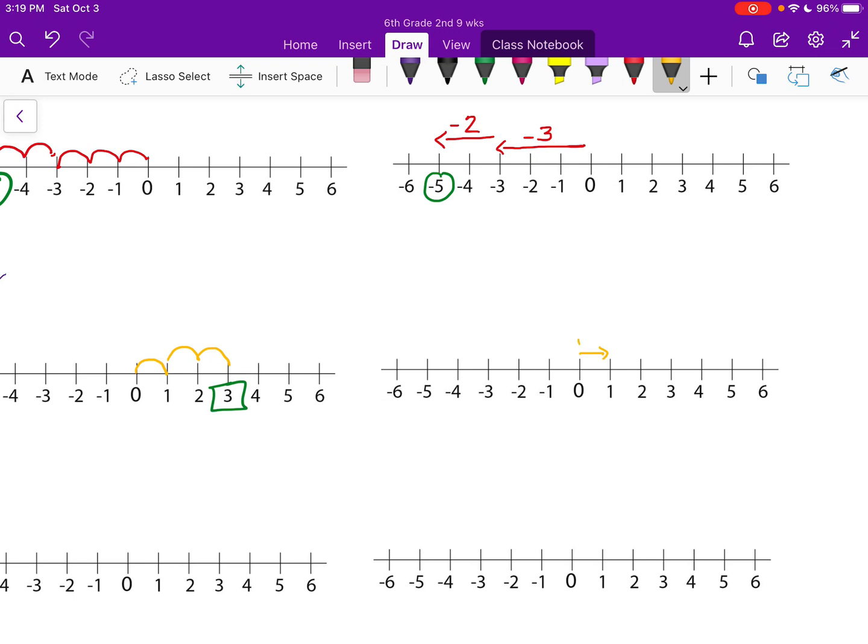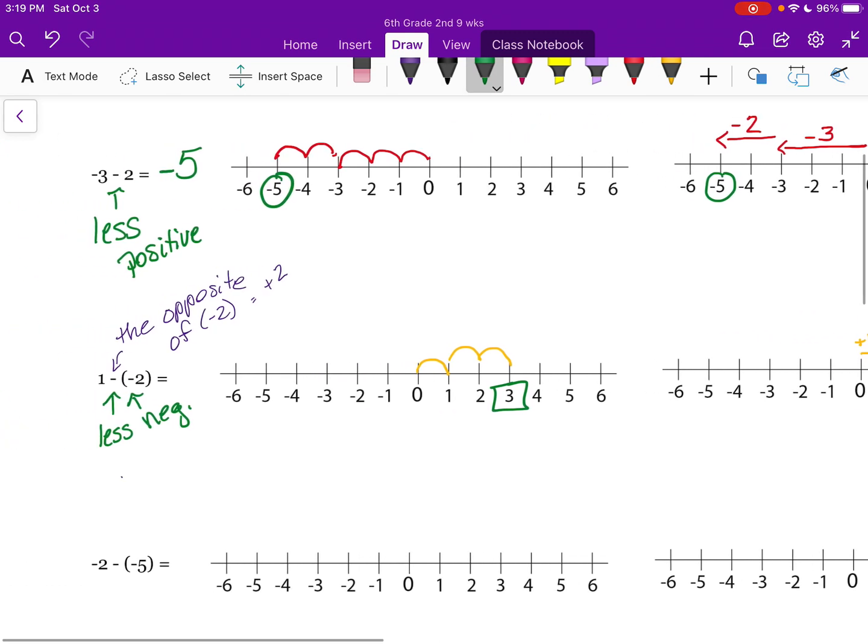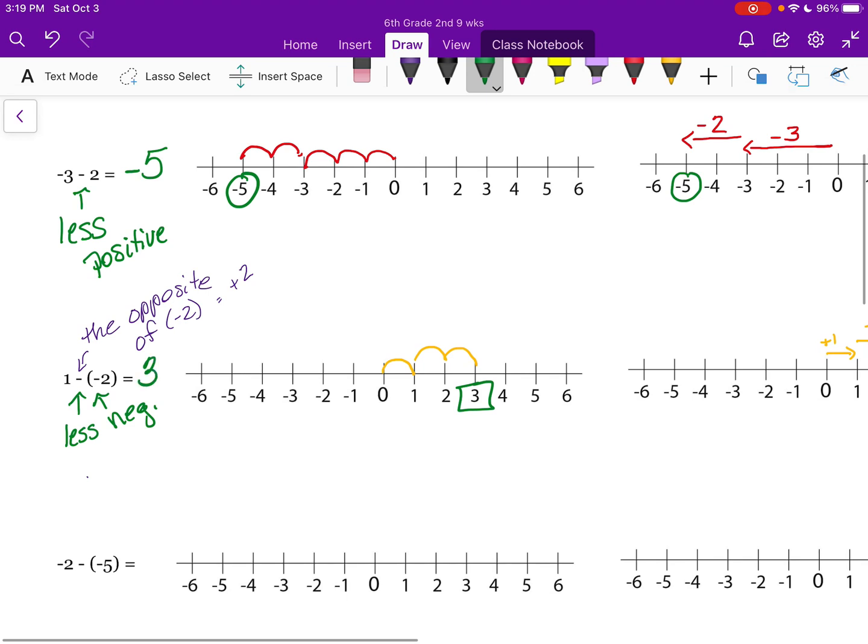So on our number line, it would look this way. We go to the 1. And then if we want to get less negative by 2, that means we're going to the right. Less negative means we're getting more positive. And we ended up at 3. So our answer is 3.